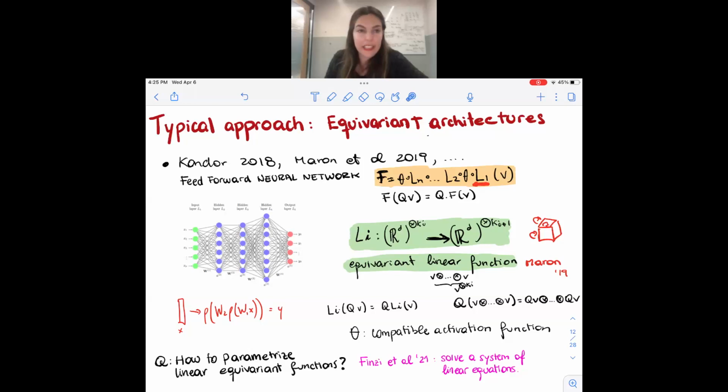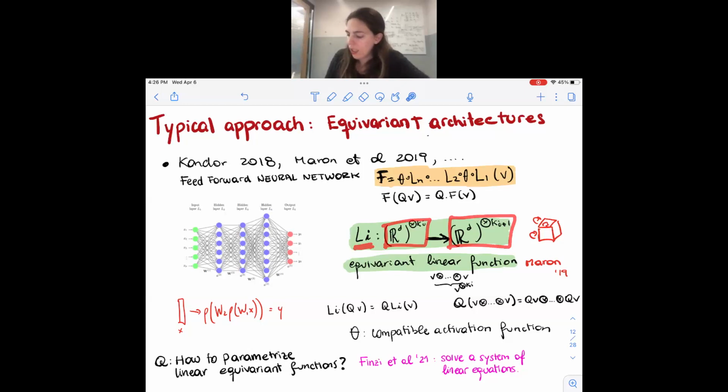But actually, if you ask for linear equivariant functions, you may find that there are not that many. For instance, with rotations, no linear function is rotation invariant, unless it's trivial. So you may want to go to a higher-dimensional, larger space, so that you can have linear functions that are equivariant. The idea is to extend that to tensors. So instead of the input space, you take the tensor of the input space k times, and your linear equivariant function takes a tensor and outputs a tensor.